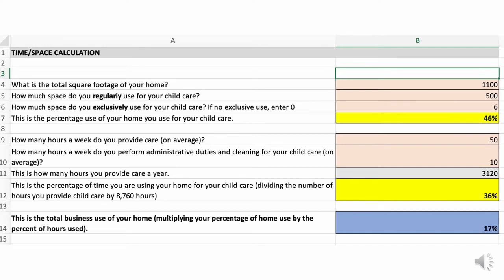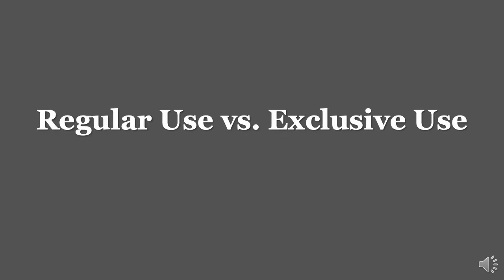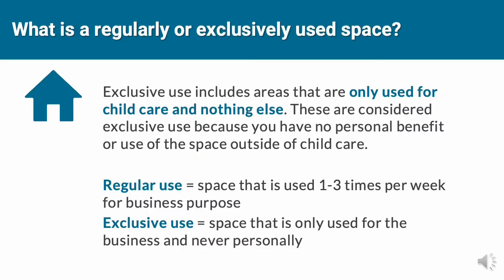You see lines 5 and 6. These point to the square footage of regular use, which is a term we've been using throughout this so far, and exclusive use. So let's talk about regular versus exclusive use, and how you can support providers in distinguishing these spaces, and how they should be included in time space if they are applicable. What is regularly or exclusively used space?